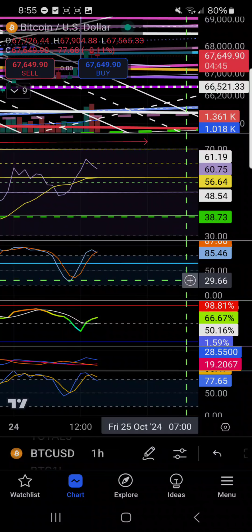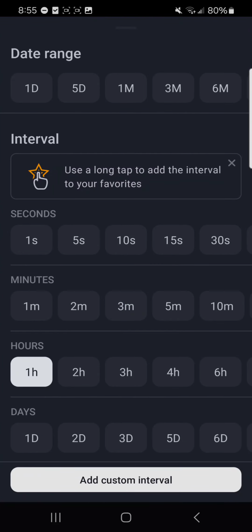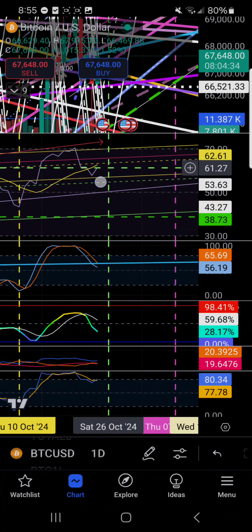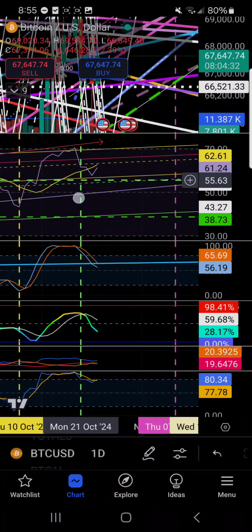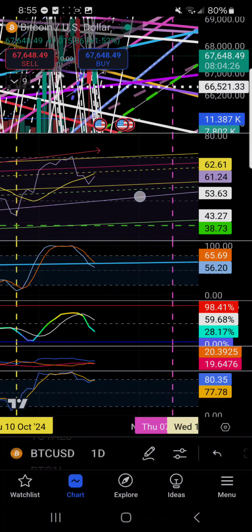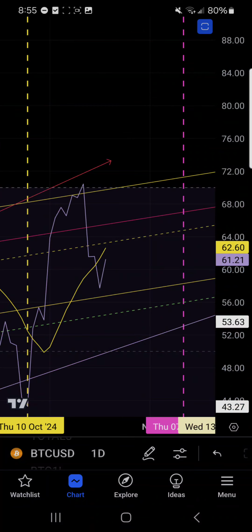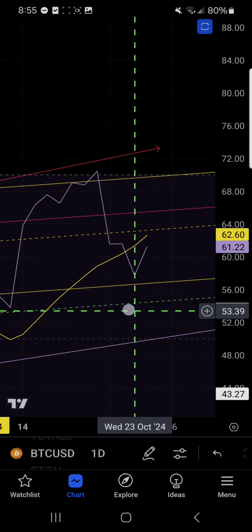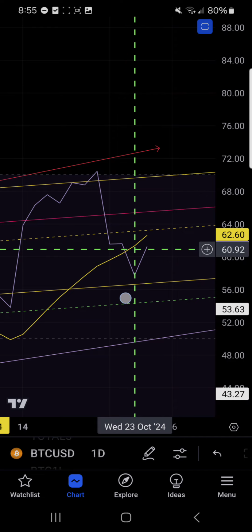Whatever, we don't really care what the 1 hour is doing. And the daily. Now the daily did cross below the moving average here on the RSI. And, well, you know what? Let's just make that our whole chart. So we did cross below the moving average on the RSI.